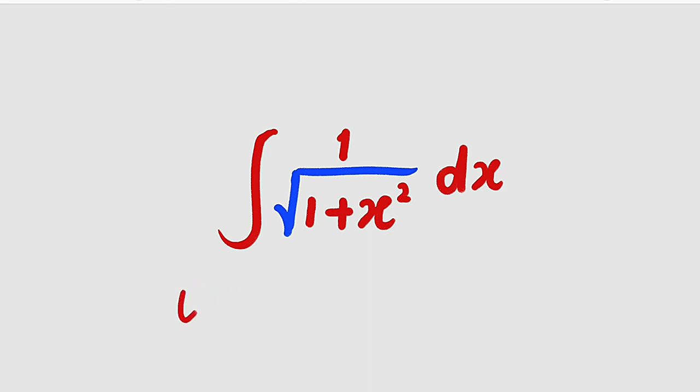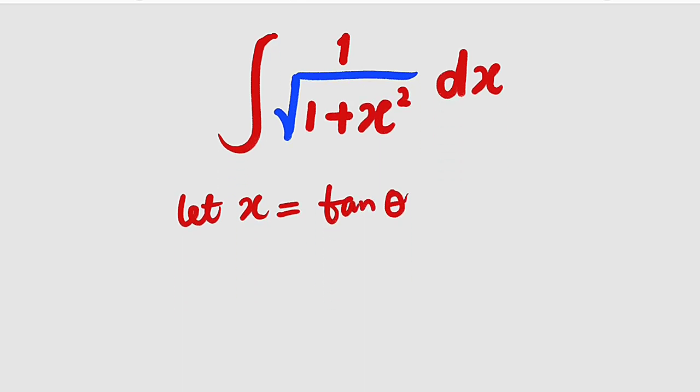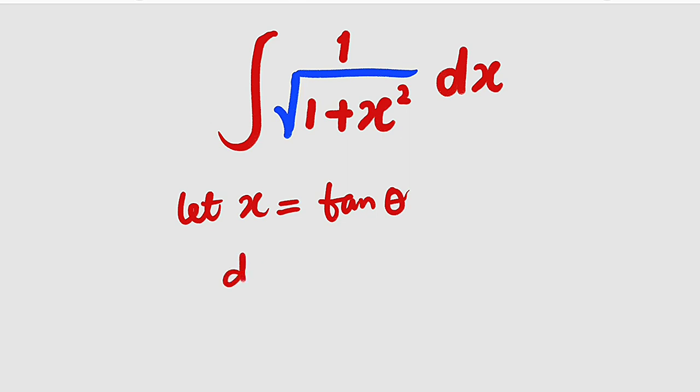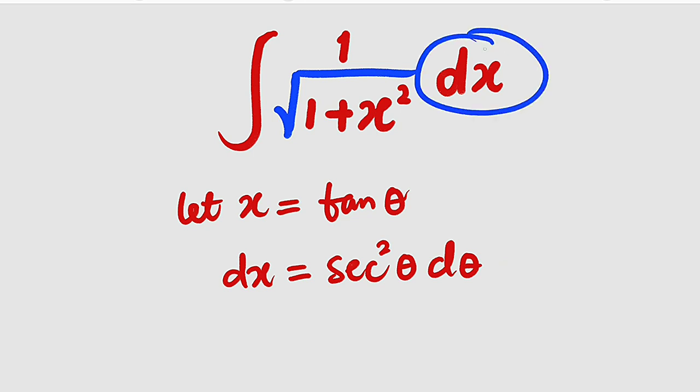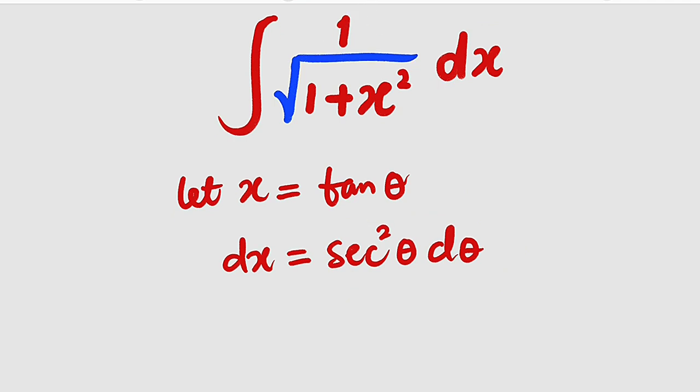So let x be equal to tangent theta. If we differentiate both sides, we have dx to the left, and this is equal to the derivative of tangent theta, which will give us secant squared theta d theta. Right? So let's back substitute. The whole of dx will become secant squared theta d theta times 1, which is still secant squared theta d theta.